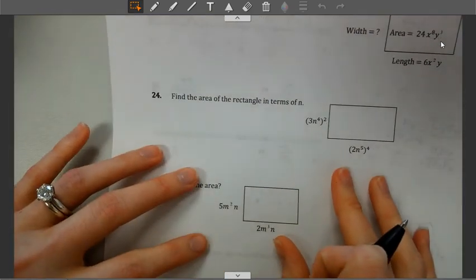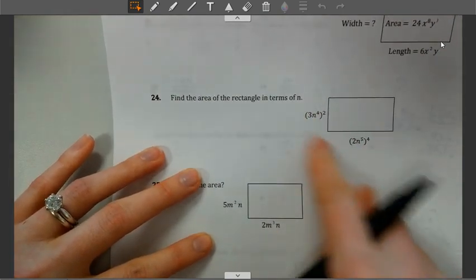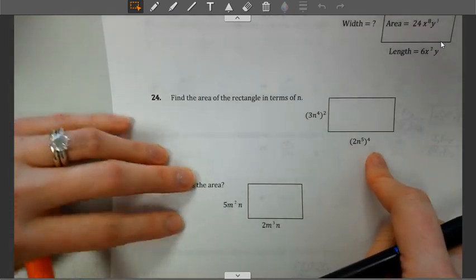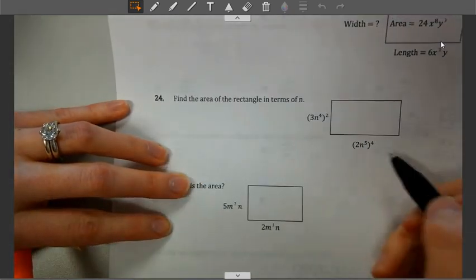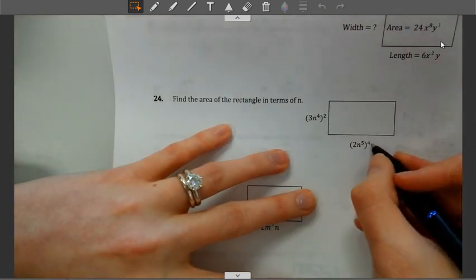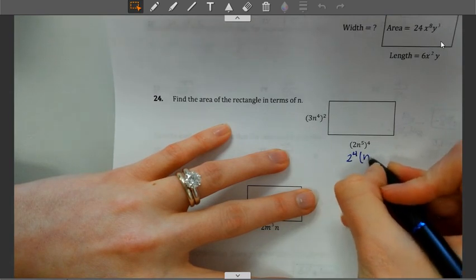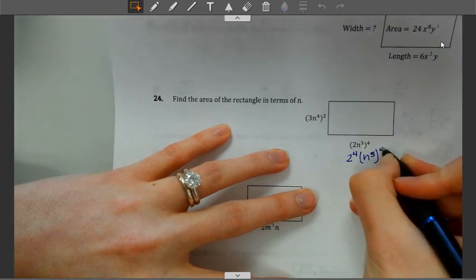All right, I will go ahead and do number 24, and then that will be our answer. So it says find the area of the rectangle in terms of n. So area is length times width, so I'm going to multiply these. But before I multiply them, I'm going to go ahead and deal with the power to the powers first. So I have a 4. This needs to go to the 2, so this is 2 to the power of 4 times n to the 5th raised to the power of 4.